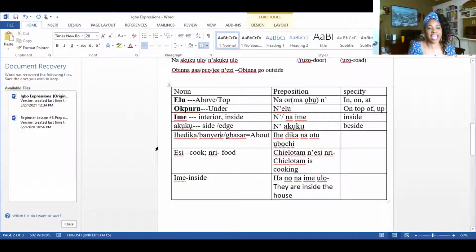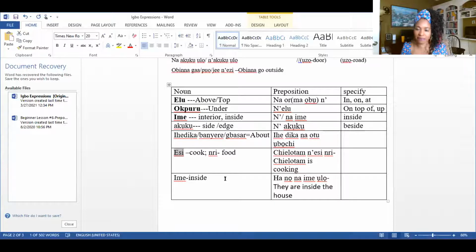All right. So now it's esi, cook. Esi nri. Anam esi nri means I am cooking. Ona esi nri means she is cooking. Then I look at you and I say, Obinna esi nri. Miss Obinna is cooking. Esi means cook, cooking something.